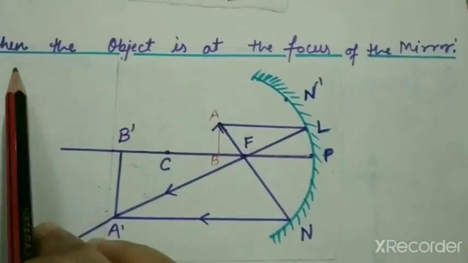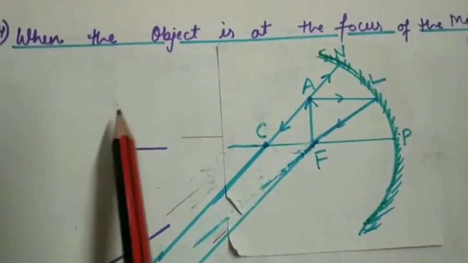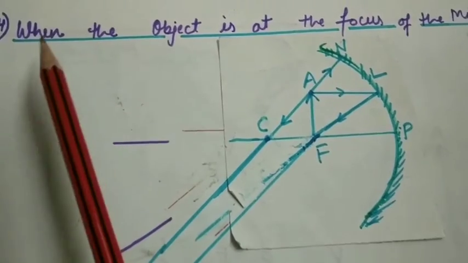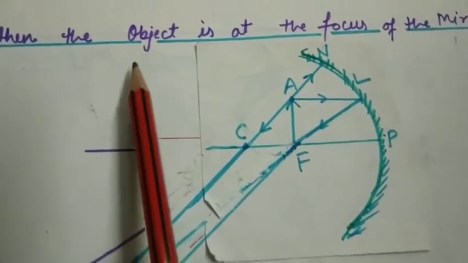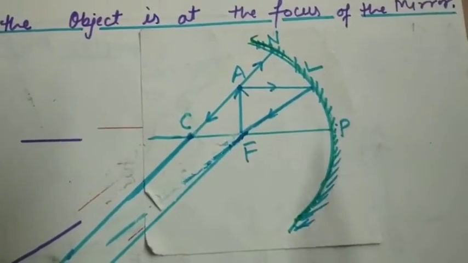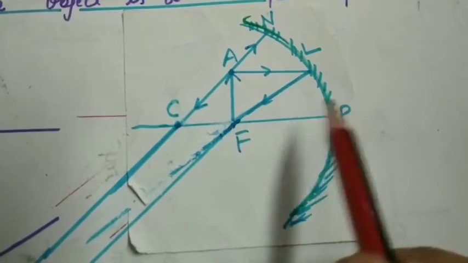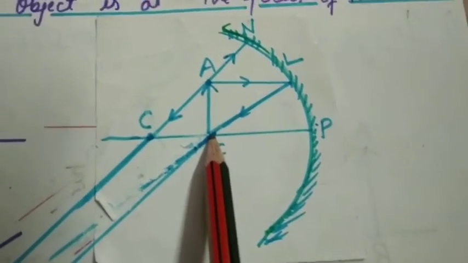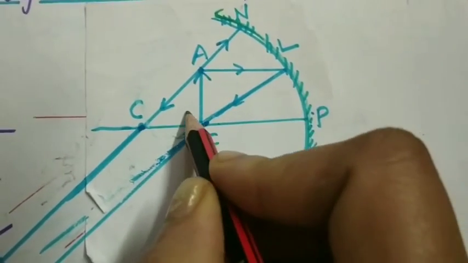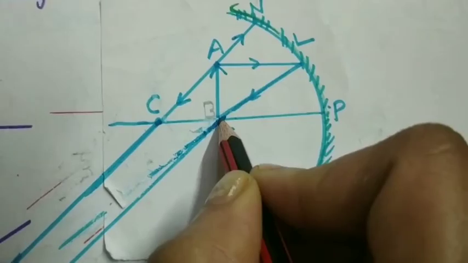Fourth point. Okay students, the fourth condition: where the image is formed when the object is at the focus of the mirror. Just imagine that this is the principal axis, and this is the pole, center of curvature and focus, and if there is an object named AB at the place F, so what will happen?